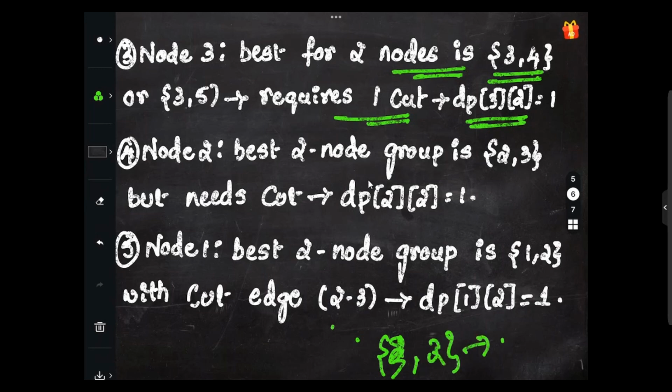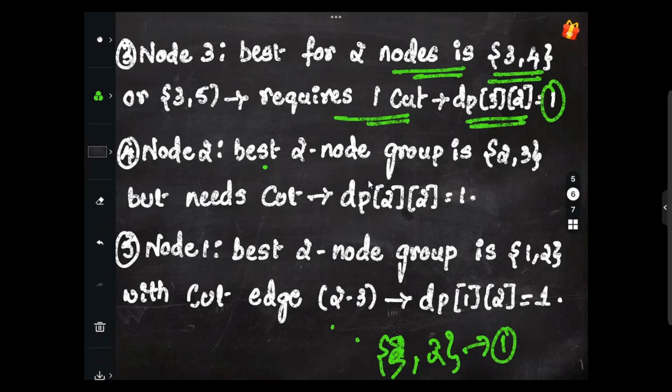3 to 1, this is fine. The value is coming from the DP table. So this is fine. Now we have the best two node groups again for the 2, right? So we can just go with the 2 3 edge we are considering, right? So node 2 is best suited for the 2 node group again, right?